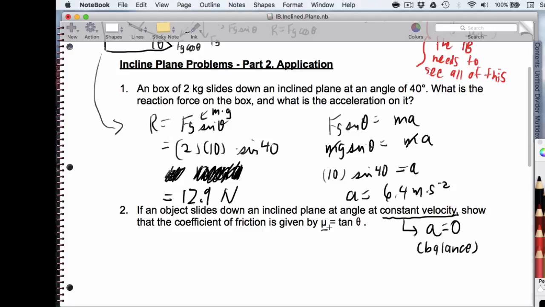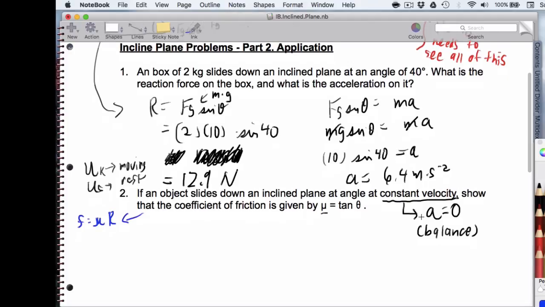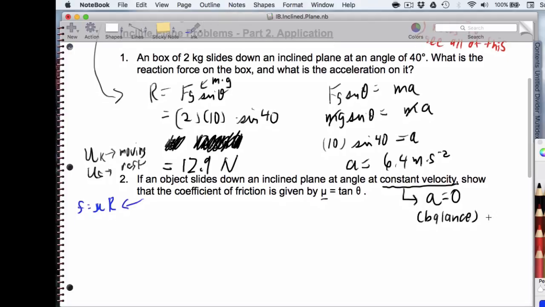Now, mu. I didn't give it a subscript, but let's be clear. We have mu kinetic or dynamic, which is the friction acting on an object that's moving. We have mu static, which is the friction acting on an object at rest. Sometimes I'll just call it mu, to denote that there's friction. So this would be a moving friction. The only reason we care is that there's a formula in the data booklet: the friction force is mu times the reaction force.